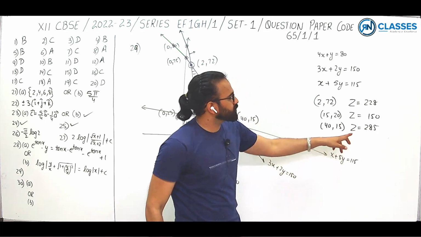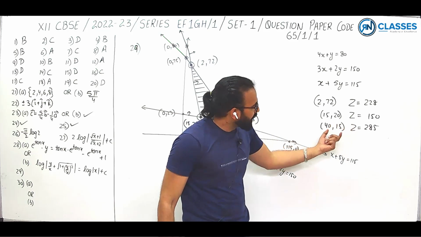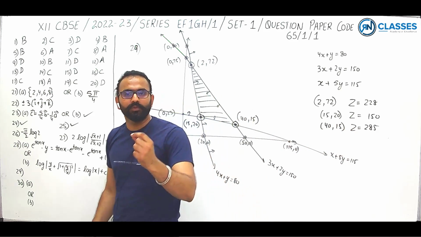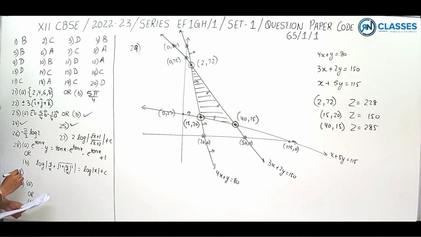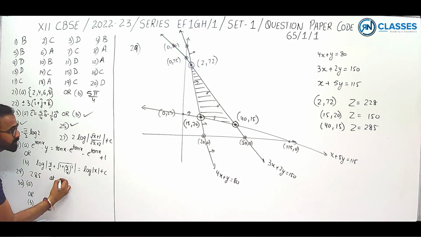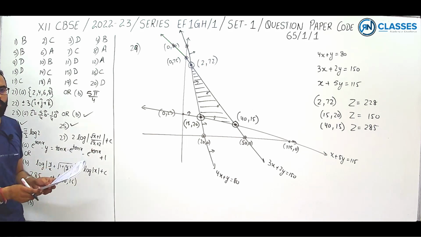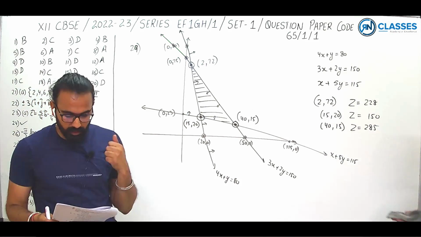So the maximum value of objective function Z is 285 at (40, 15). So the answer to question number 29, that is, the maximum value is 285 at (40, 15). Now let's pass on to question number 30.